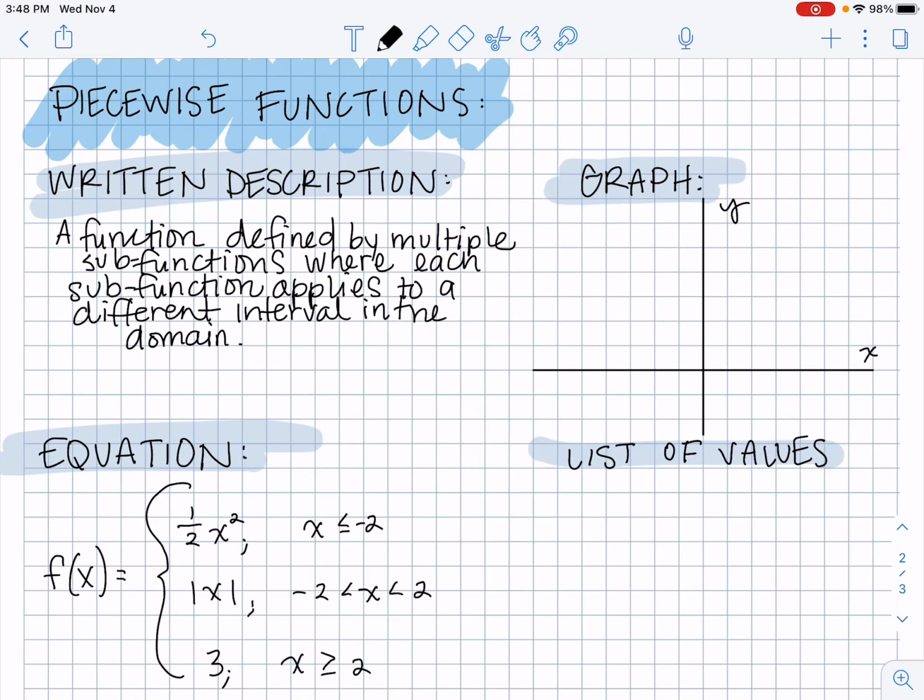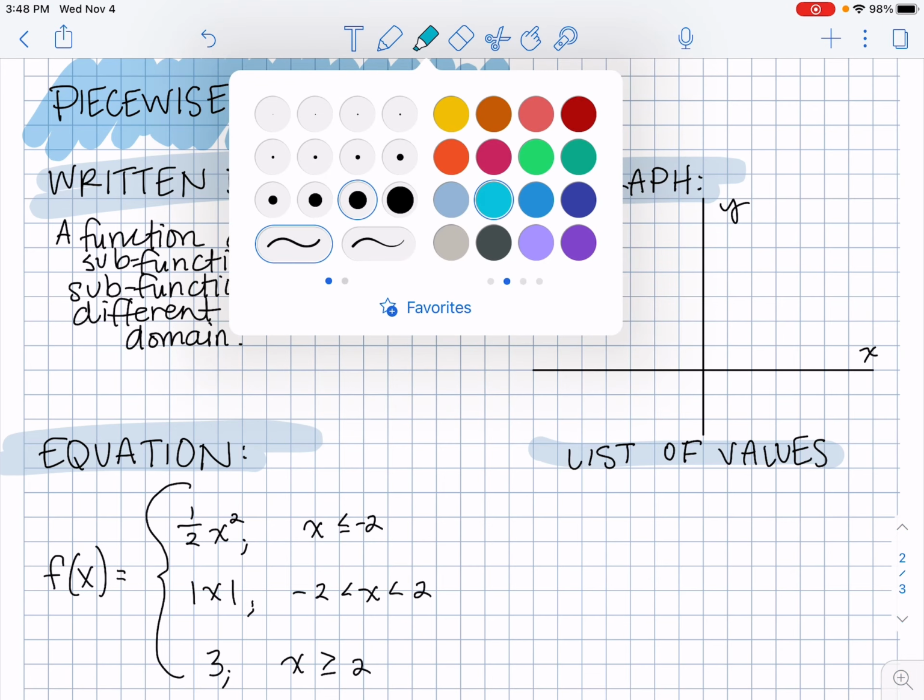We're back. So we were still talking about piecewise functions, and in the last video I gave you the graph and we came up with the equation. This time I'm giving you the equation and we're going to try and come up with the graph. And we have three areas in our domain that we're looking at.